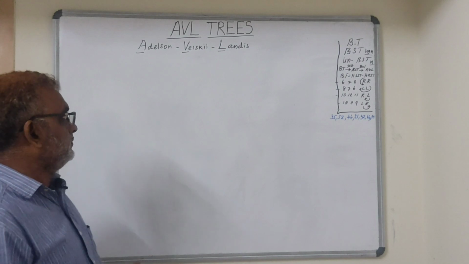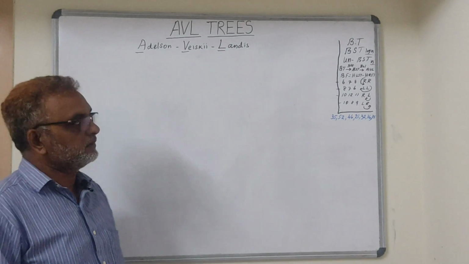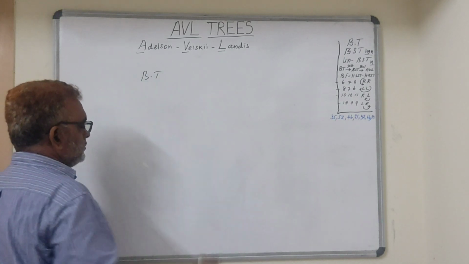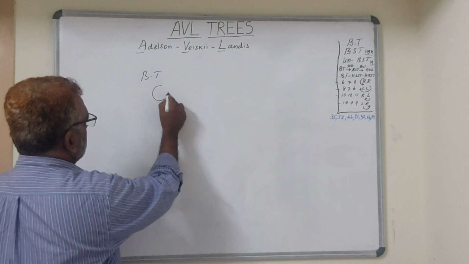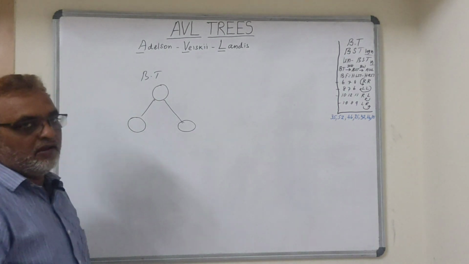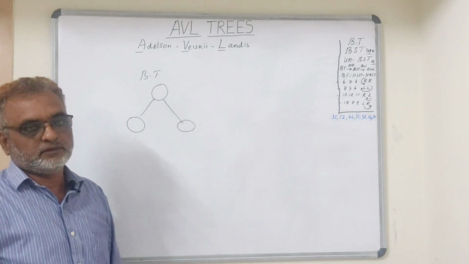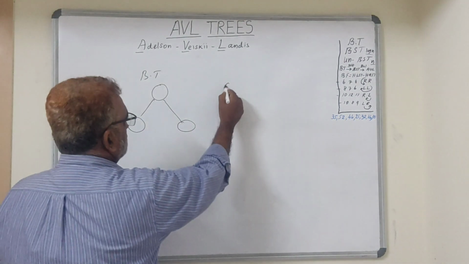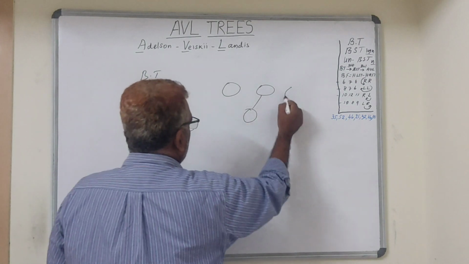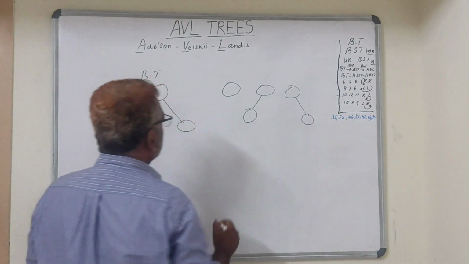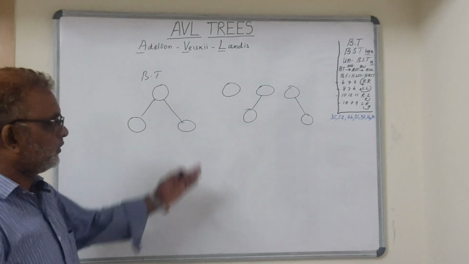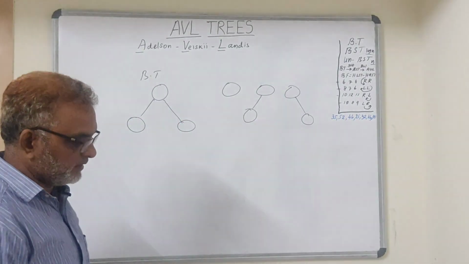In order to know about AVL trees, let me start from the binary tree. A binary tree is a data structure in which we can have a maximum of 2 children. This is a binary tree, this is a binary tree, and this is a binary tree. So the maximum children are 2, or no children, or a single child.